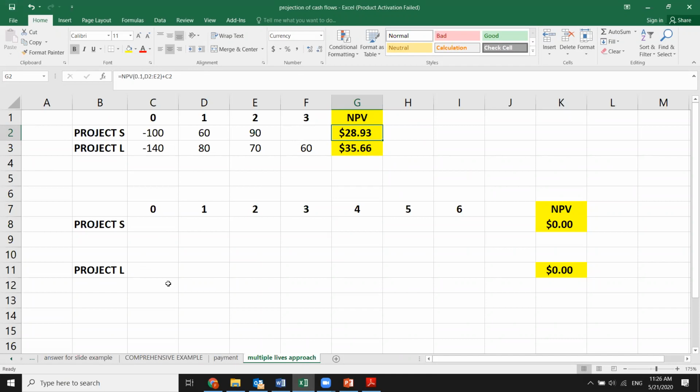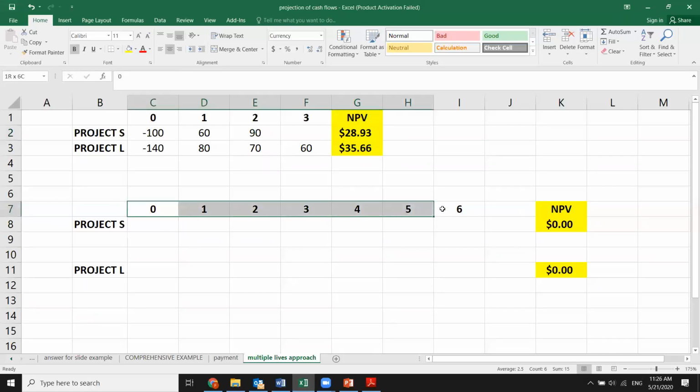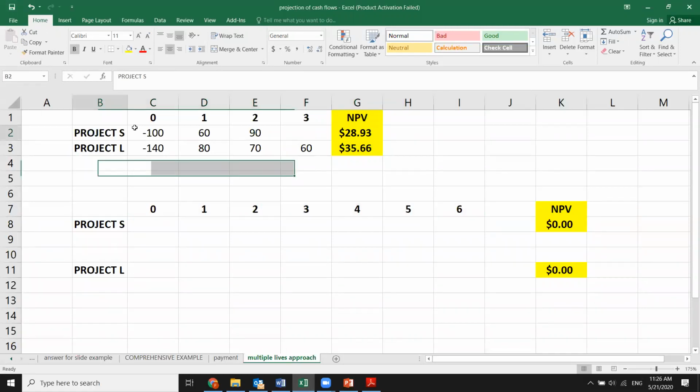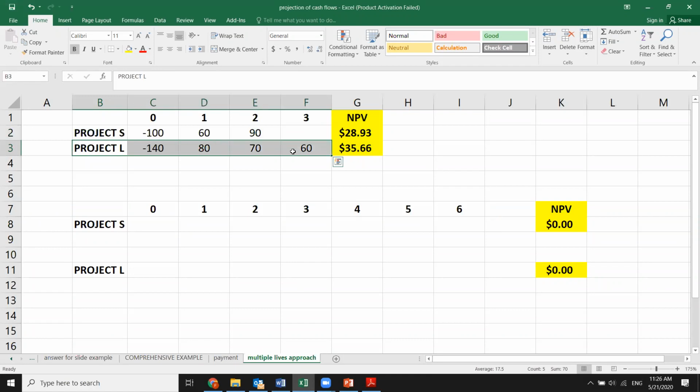we need to create replacements. Like, what if this project will repeat, but will repeat in an equal amount? So we consider 6 years. That means the project S will repeat 3 times, but the project L will repeat just 2 times, and then we will be able to generate the equal evaluated NPV.